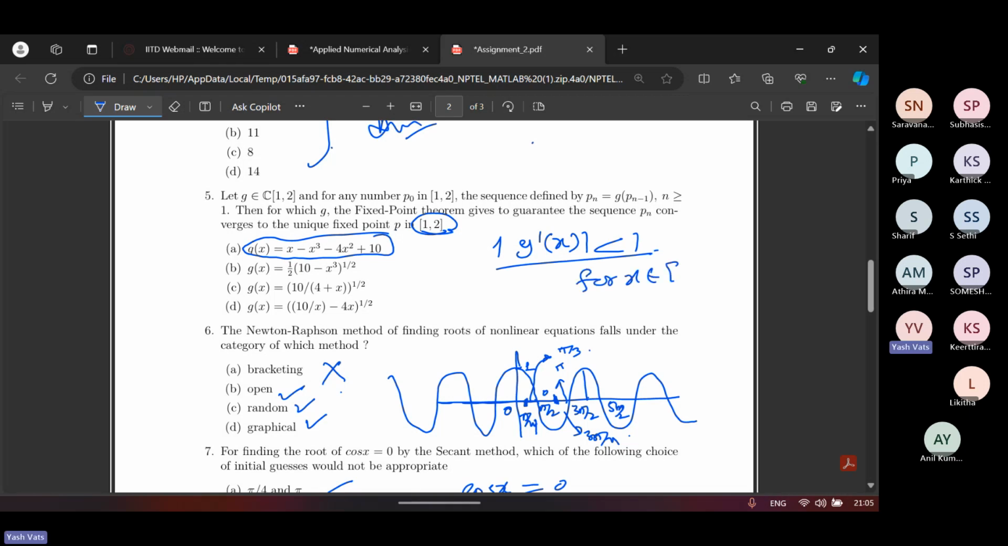Can you check it? For all the functions, we need to check g dash x with x from 1 to 2. Yes. If that is the case, then we are sure that the fixed point method converges to a unique fixed point. There is a proof of it, you can see that. But if it is not the case, then it will not converge.